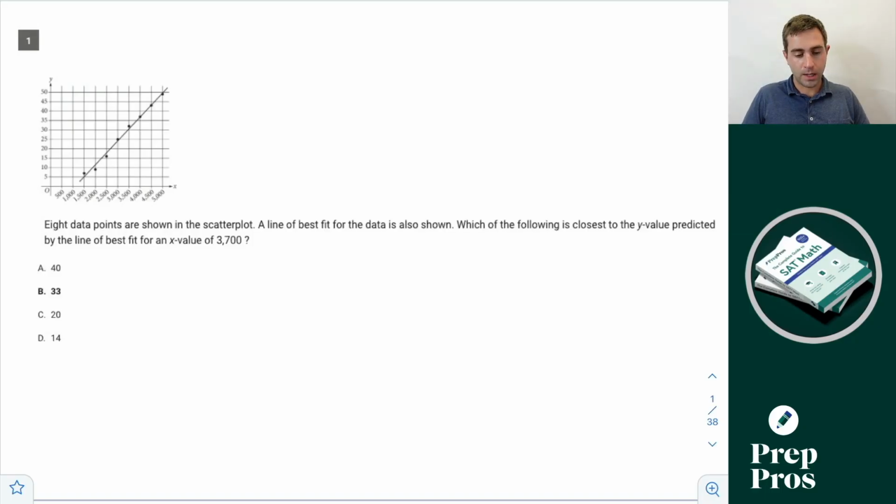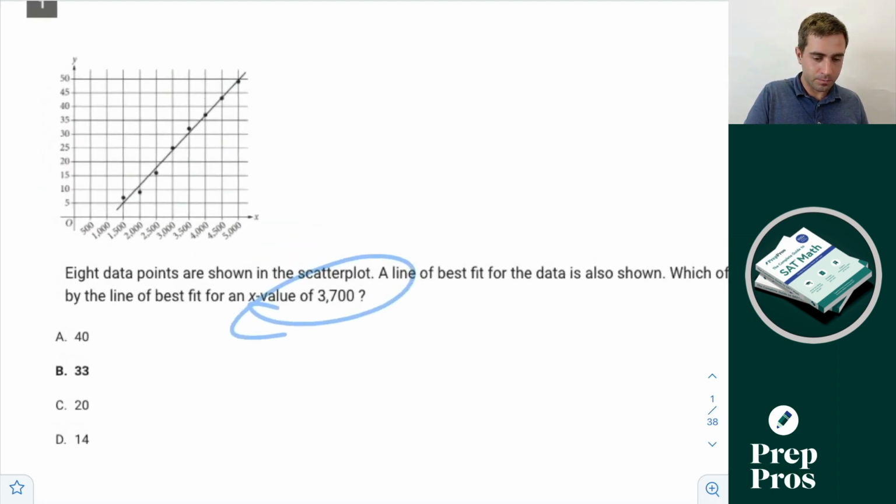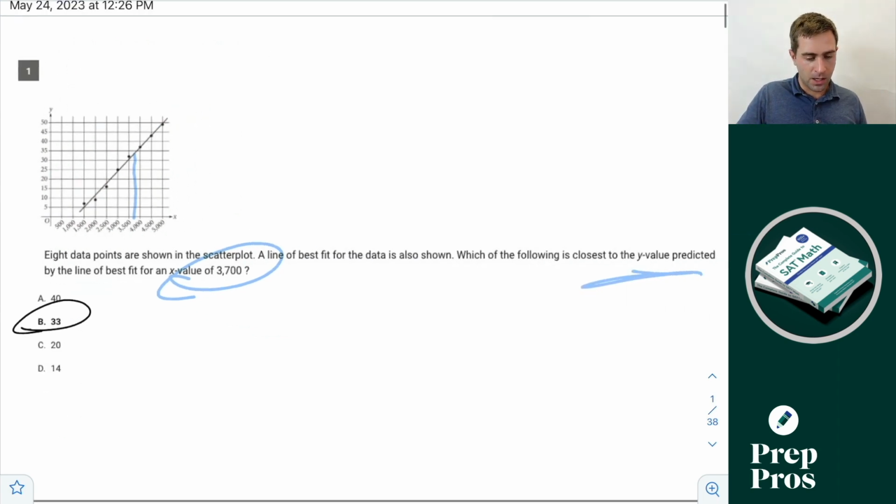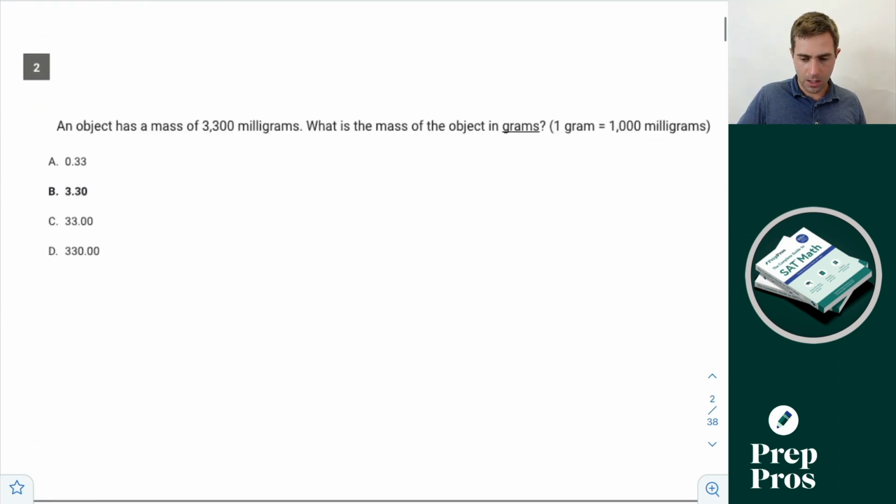All right, question one. 8 data points are shown in the scatter plot. A line of best fit for the data is also shown. Which of the following is closest to the y predicted by the line of best fit? So that means for an x value of 3,700, we're looking at 3,700 and where it intersects the line. It's going to be right about 33 here. No other answer choice is close.